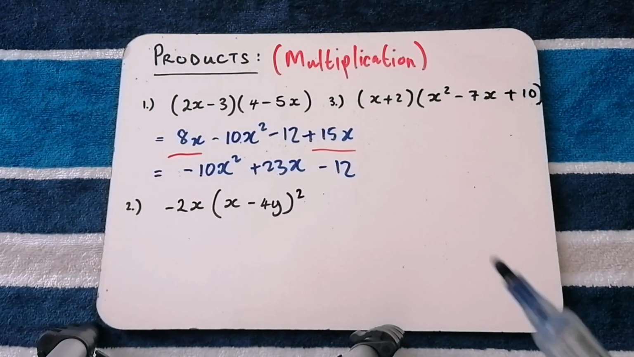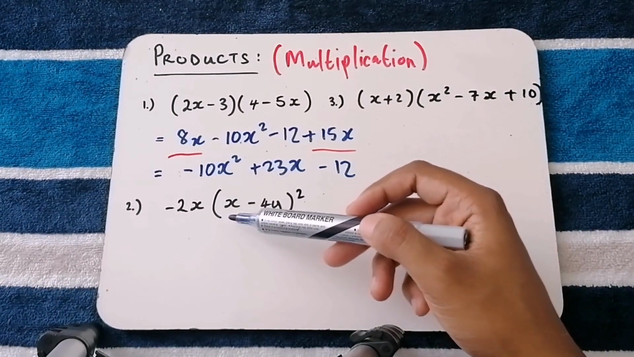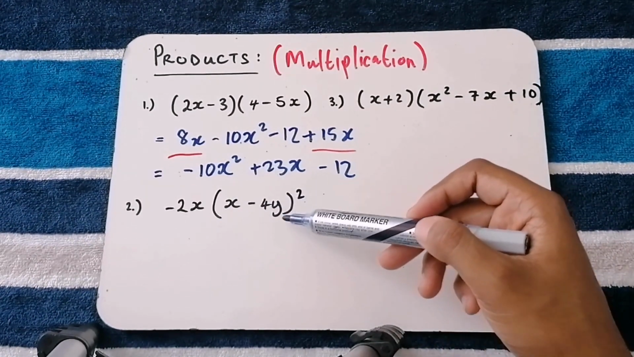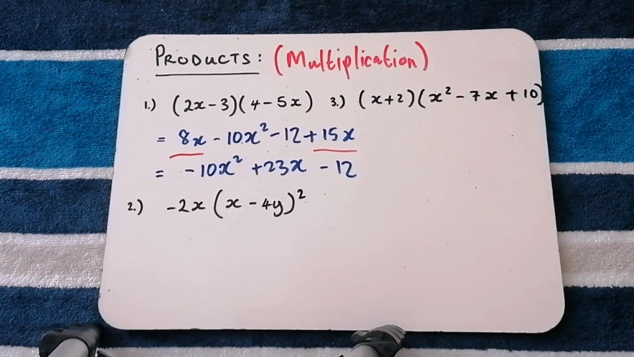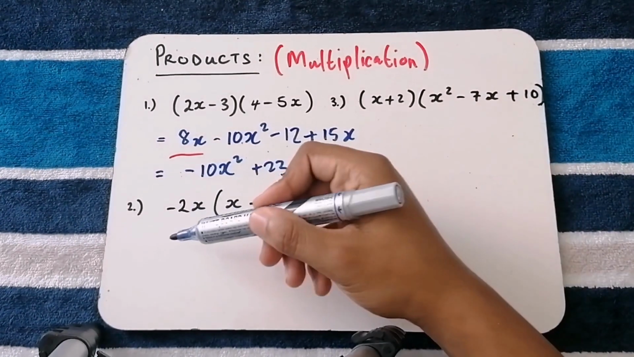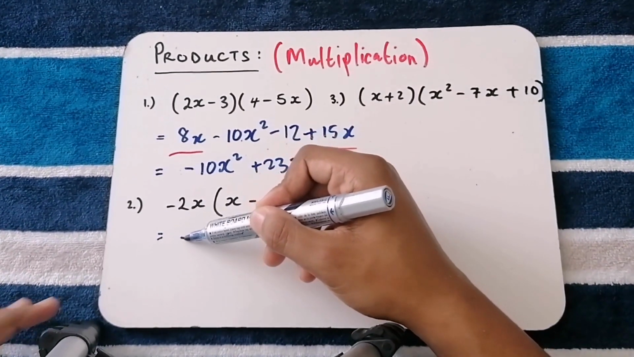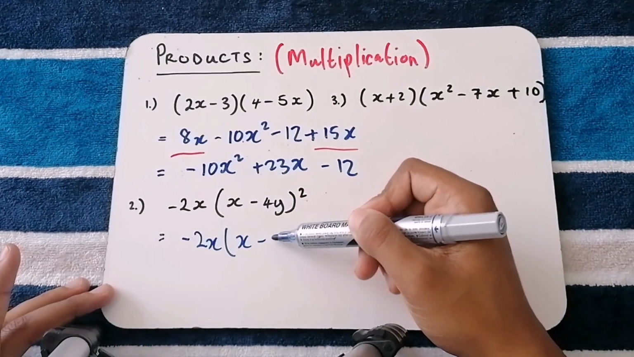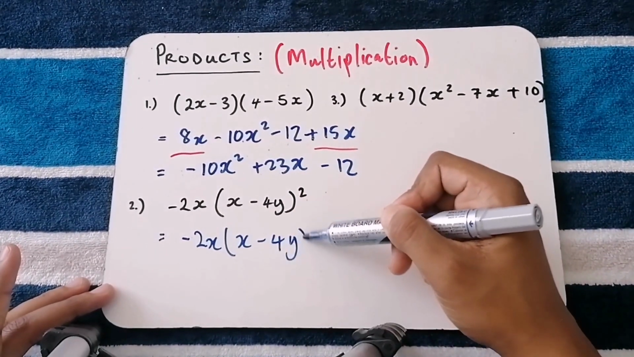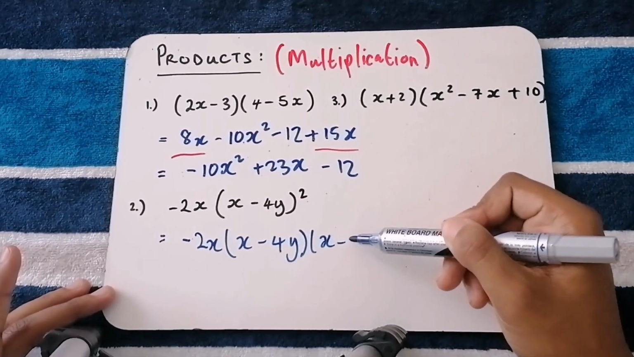For the second question, we have negative 2x, close bracket, x minus 4y, all squared. Okay, so we first need to square that bracket before we can multiply out with a negative 2x. Now, it's important that you first write this bracket out twice. Remember, when you're squaring something, you are multiplying it with itself. And that's why I'm writing it out twice.